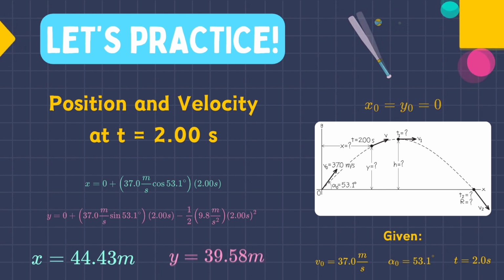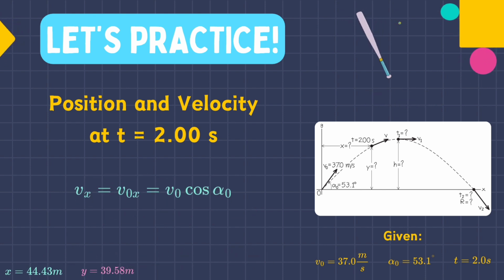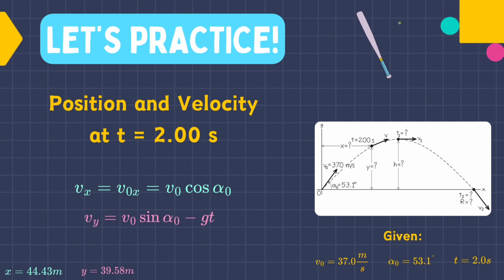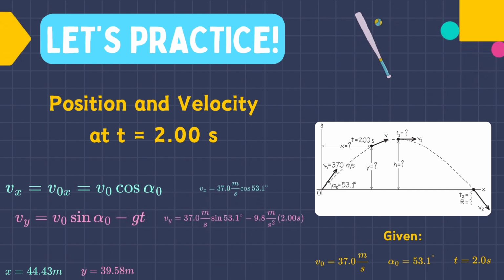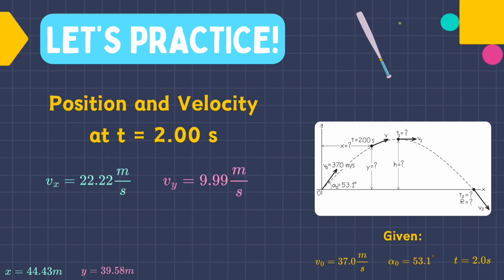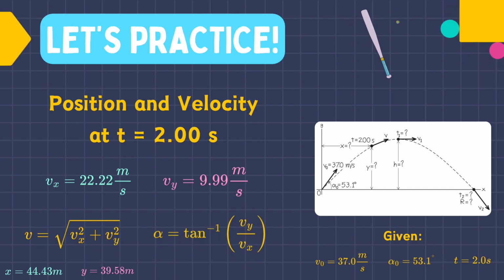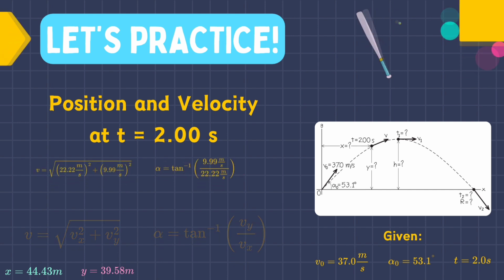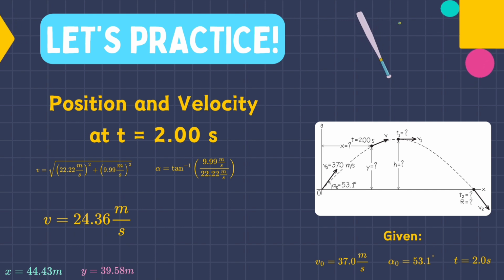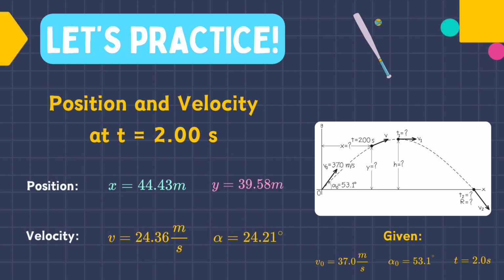For velocity, we repeat our process. We get the time-dependent equations for velocity and substitute t equals 2 seconds. Performing the calculations, we get Vx equals 22.22 meters per second and Vy equals 9.99 meters per second. But we're not done. We only have the components, so we need to get the magnitude and direction of the actual velocity. Performing the calculations, we get that V equals 24.36 meters per second and alpha equals 24.21 degrees. We summarize our answer here.